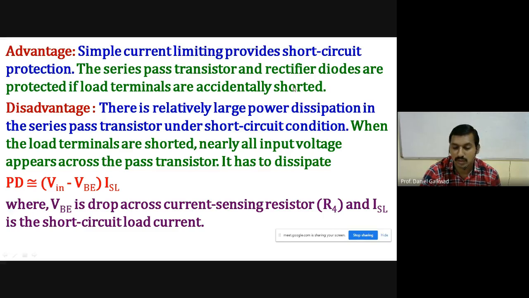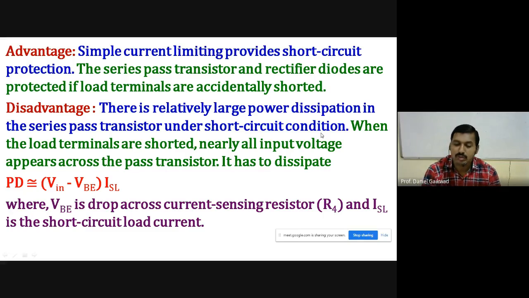Again, there are two functions, short circuit protection and also current limiting facility, that both will be advantages compared to the transistorized regulator. But there are certain disadvantages. There is a relatively large power dissipation in the series pass transistor under short circuit condition.